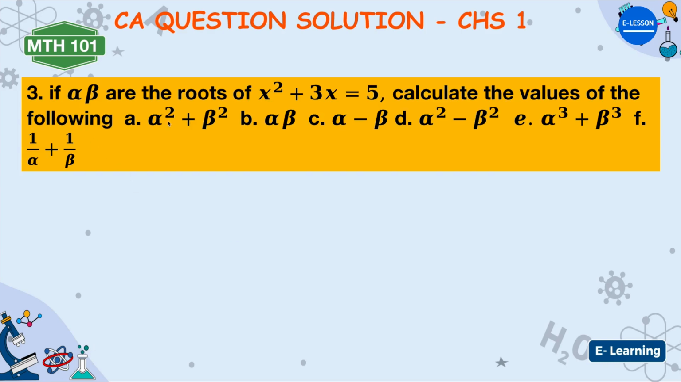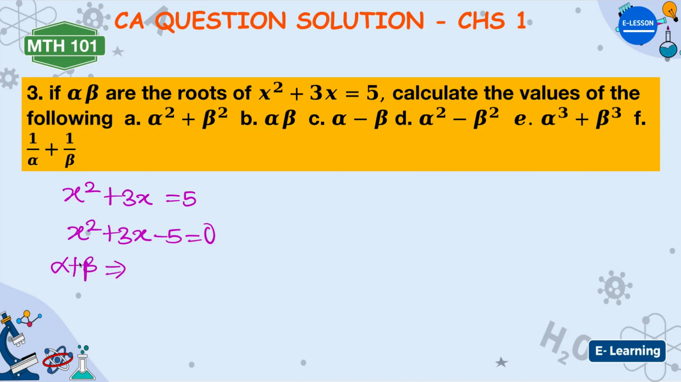And the next one says, if alpha and beta are the roots of the equation, calculate the values of the following. Now, the equation they give to you is x squared plus 3x equals 5. To make this a quadratic equation, take this 5 to the other side. So here it gives us x squared plus 3x minus 5 equals 0. Now, we need to look for alpha plus beta. By symmetric difference, alpha plus beta is usually minus b over a, and alpha beta is usually c over a.